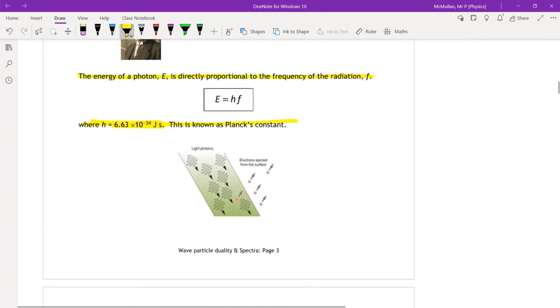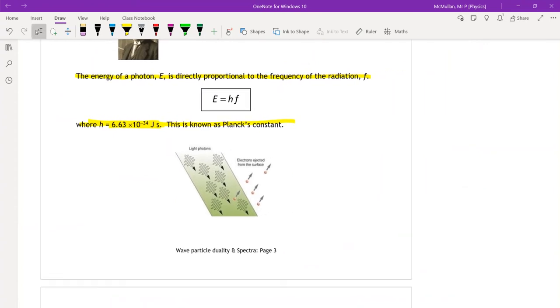This image explains what's happening. Electrons are held on the surface of the metal. Incoming photons hit the electrons and give them enough energy to be released from the metal. So let's just pause for a second.